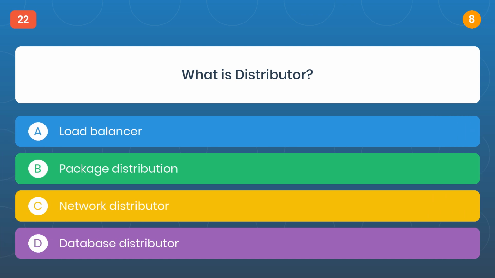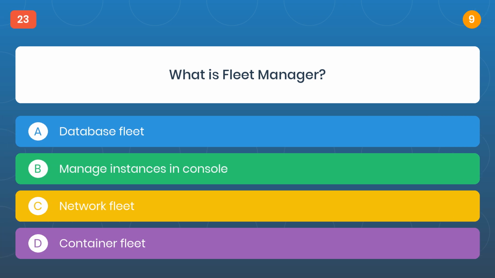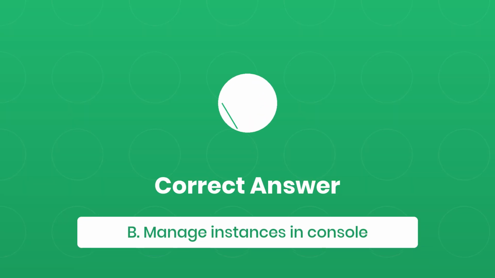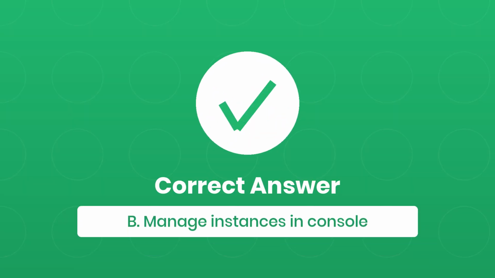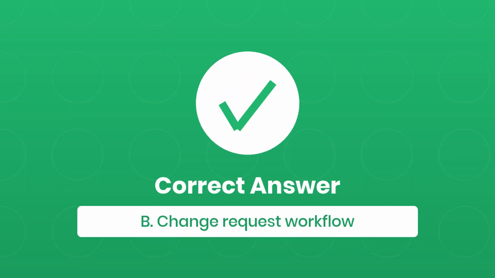Question 22. What is distributor? The correct answer is B, package distribution. Question 23. What is fleet manager? The correct answer is B, manage instances in console. Question 24. What is change manager? The correct answer is B, change request workflow.